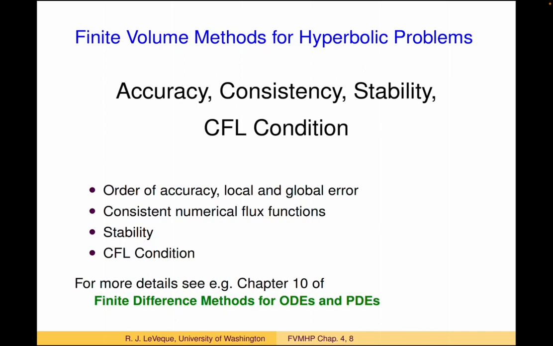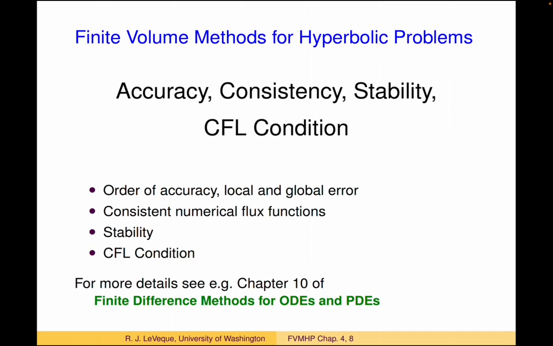In this lecture, I'm going to review some basic properties of finite difference or finite volume methods in terms of accuracy, consistency, stability, and the CFL or Courant-Friedrichs-Lewy condition. This material is kind of scattered around a bit between chapters 4 and 8 mostly, but I'll go into a bit more detail here than is in the book.